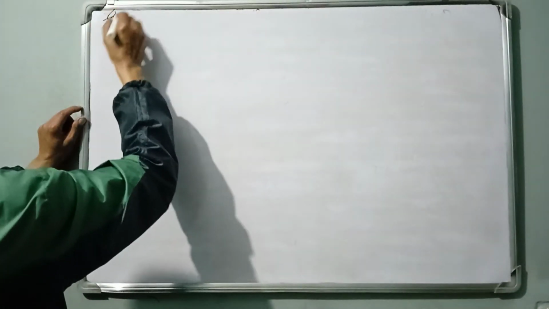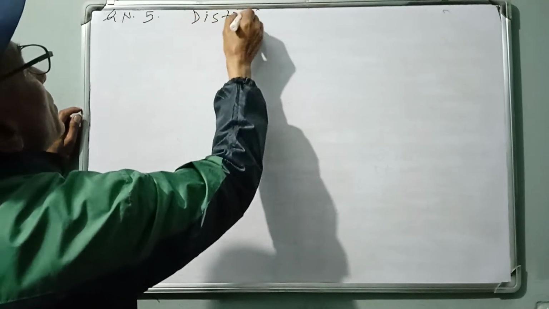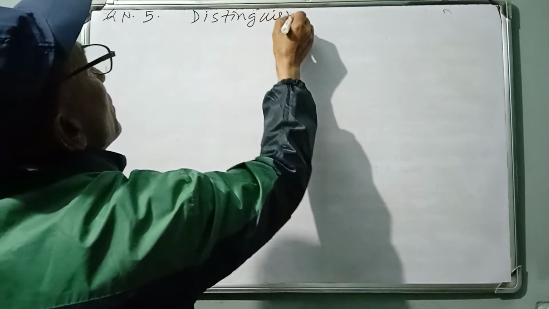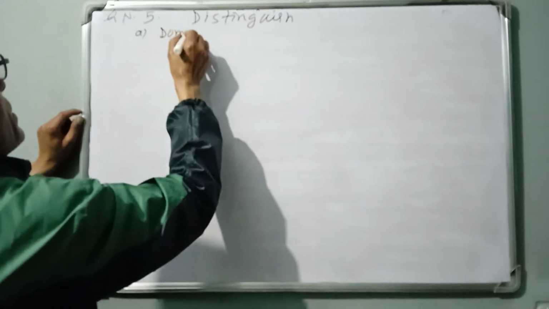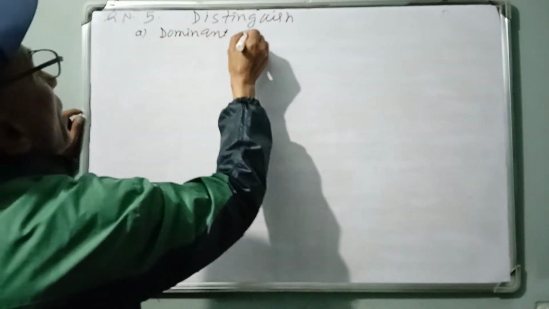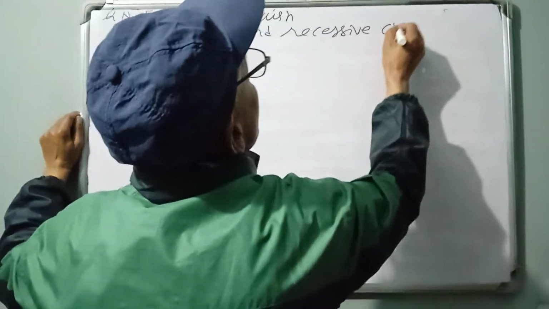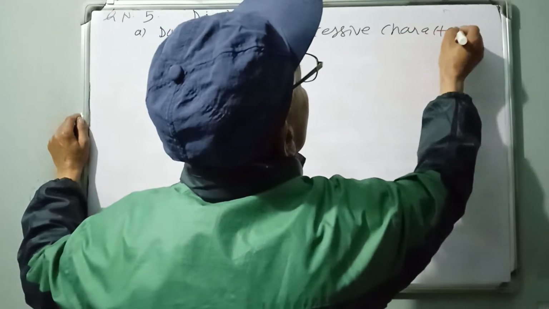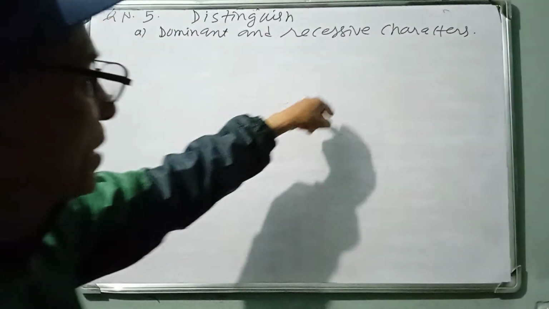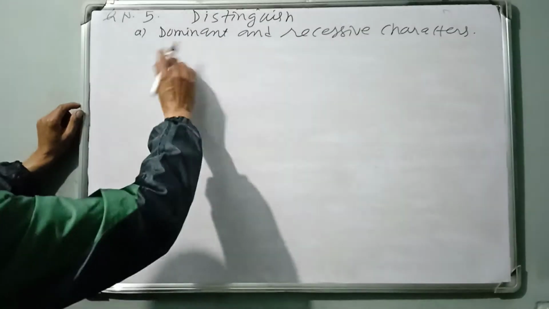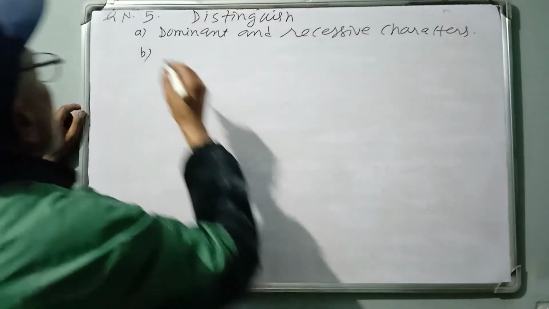Question number 5. Distinguish. You can distinguish yourself. For example, dominant and recessive characters. With example, you can say dominant is strong, recessive is the weak character. Just write this and give examples.